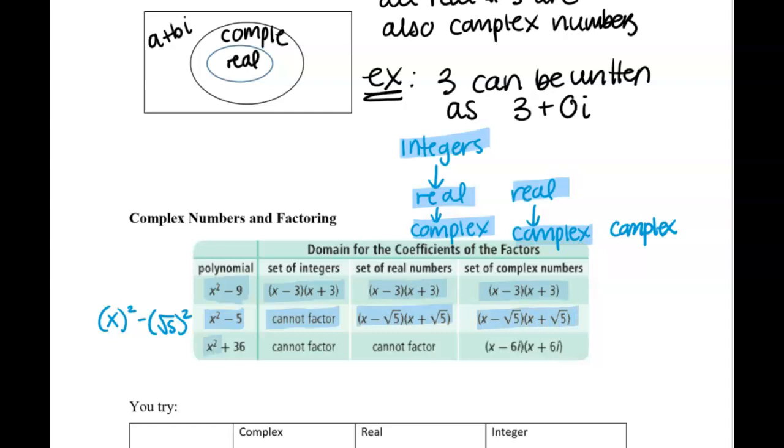If we have x squared plus 36, that's like x squared plus 6 squared. Whenever there's a plus, you use i's, right? And so it's not integers, it's not real numbers, it's only complex numbers, x minus 6i, x plus 6i.